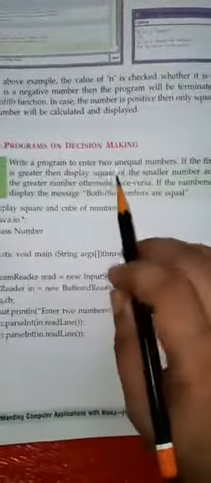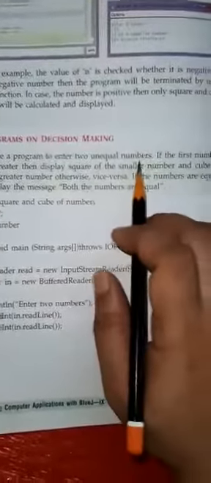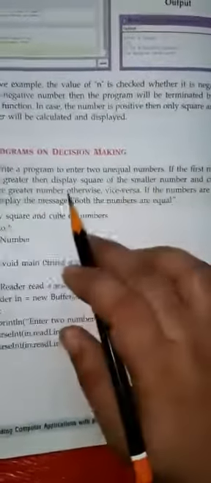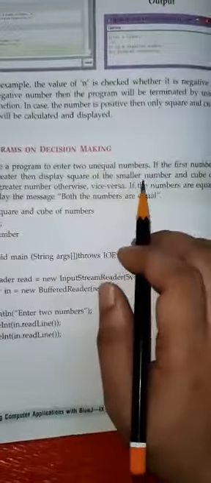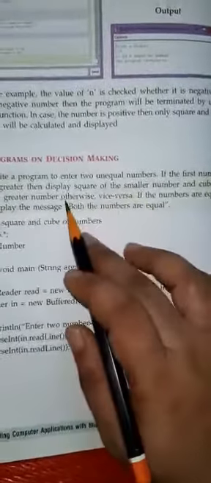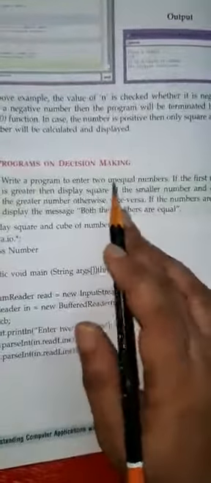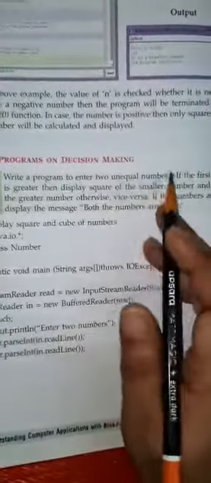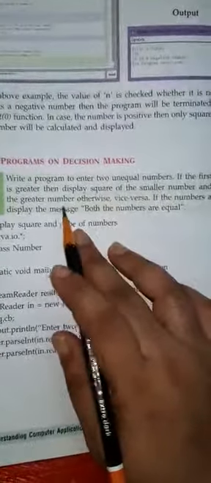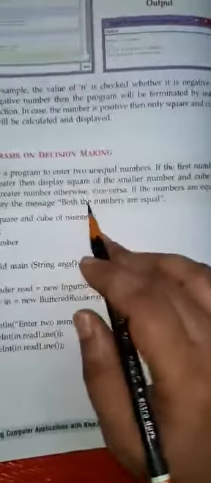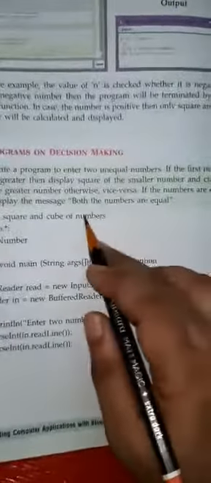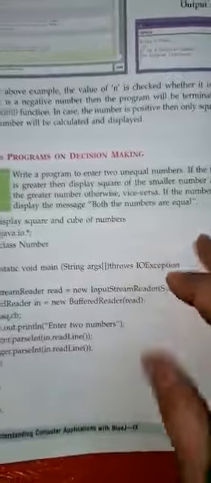Program number 1. Here we have to enter two unequal numbers, and whichever number is smaller, we have to find the square and the cube of the smaller number. So we have to check which number is smaller, and accordingly find the square and the cube. And if both the numbers are equal, we have to display the message that the numbers are equal.